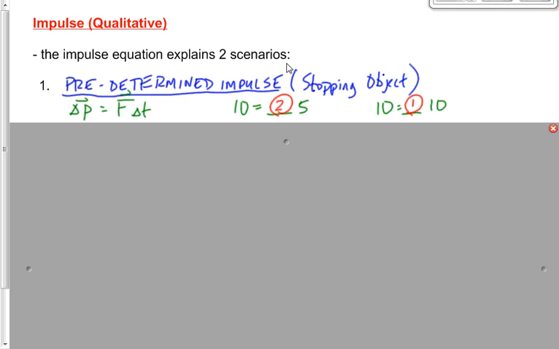By increasing stopping time, you decrease force. This is the basic principle behind every single impact cushioning device, period. If you're cushioning your hand with a baseball glove, it increases the stopping time of the ball to decrease the force. If you use an airbag to cushion the impact on your head, it increases the stopping time, decreases the force.